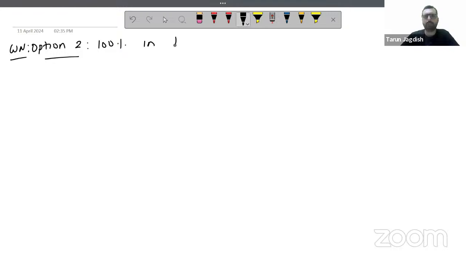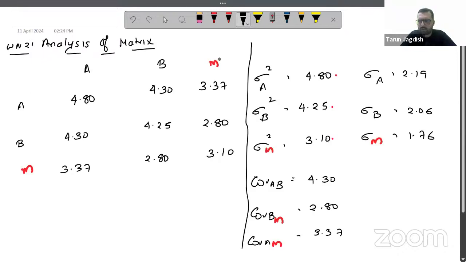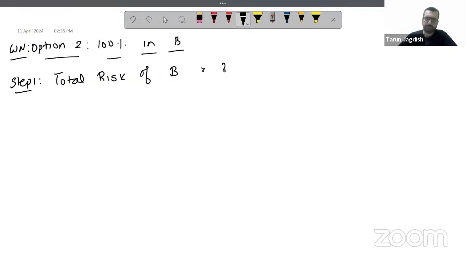What are we doing in option number 2? We are investing 100% in B. So now here again, I will go through the steps. Step number 1 is going to be the total risk of B. The total risk of B we already found out in one of the earlier working notes, 2.06. Okay, then I'll write down step number 2.